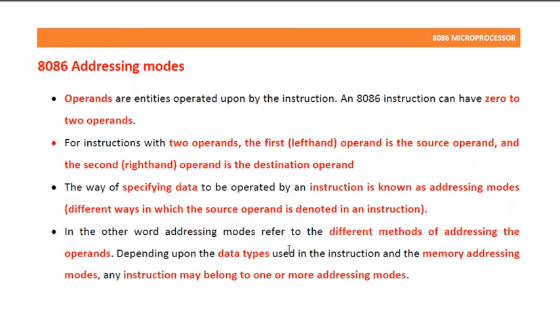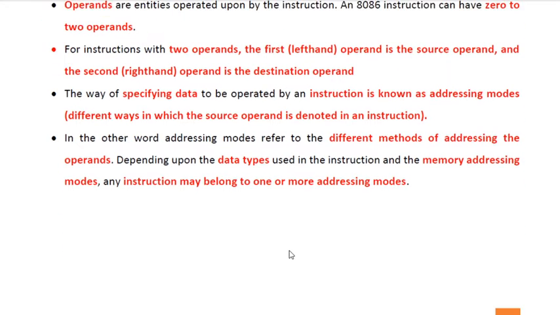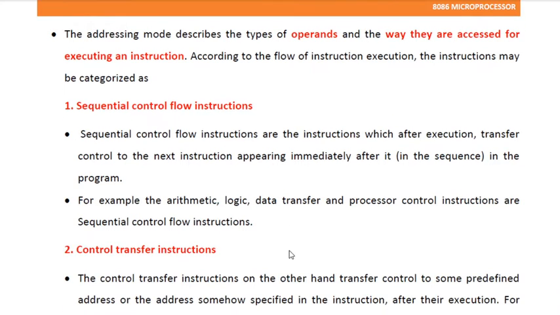In other words, addressing mode refers to the different methods of addressing operands. So depending upon the data type used in the instruction and the memory addressing mode, any instruction may belong to one or more than one addressing modes. So let us try to understand it in greater detail. The addressing mode describes the type of operands and the way they are accessed by executing an instruction.